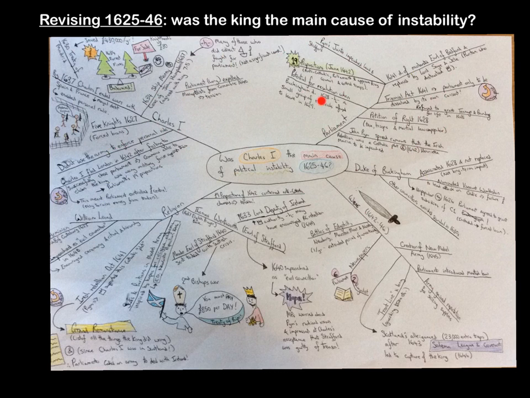However, Charles I and Parliament are not the only causes of political instability 1625 to 46. Religion also played a significant role in the political instability that existed at this time.